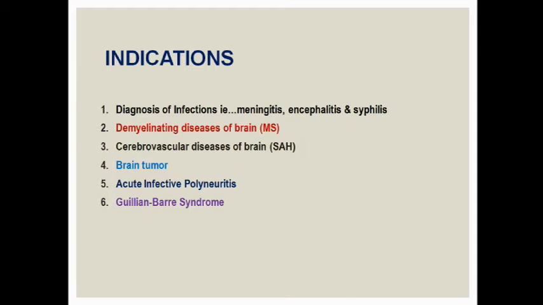And the patient suffering from acute infective polyneuritis, which involves many neurons, in such cases also CSF plays an important role. And the most commonly seen problem, that is Guillain-Barré syndrome, is again a post-viral episode. The patient will present with paralysis and restriction of movements.